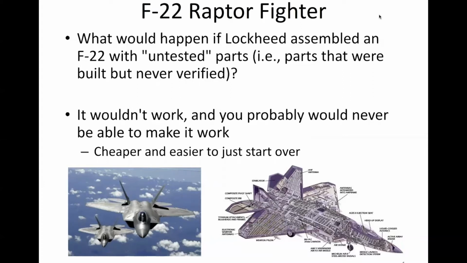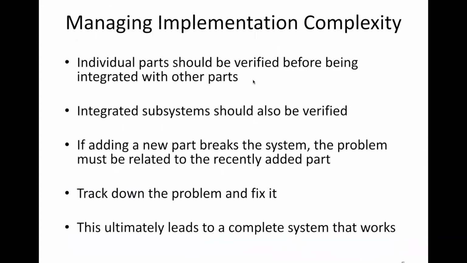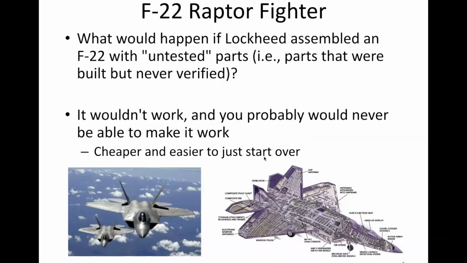It would be so complex and so time consuming and expensive to fix that probably your best bet at that point would be to just crush it down for scrap metal and start over. So it would be cheaper and easier to do that. And so of course they're not going to build the F-22 in that way. What they would do instead is test each part before they assembled it.